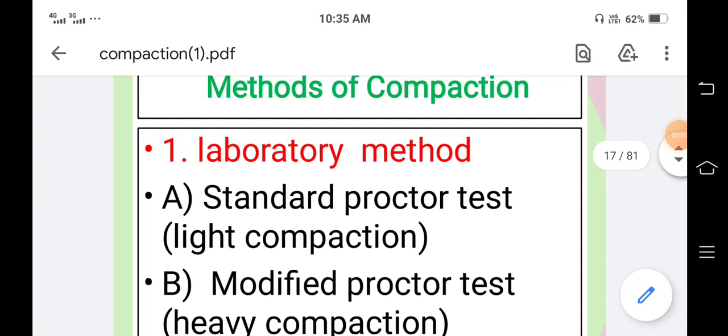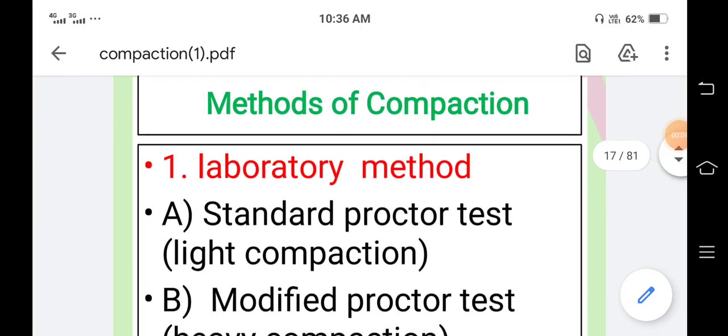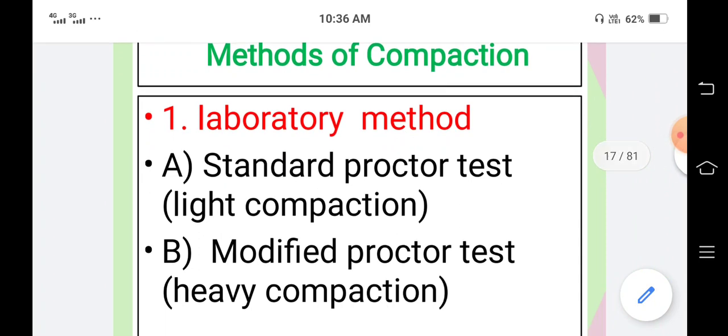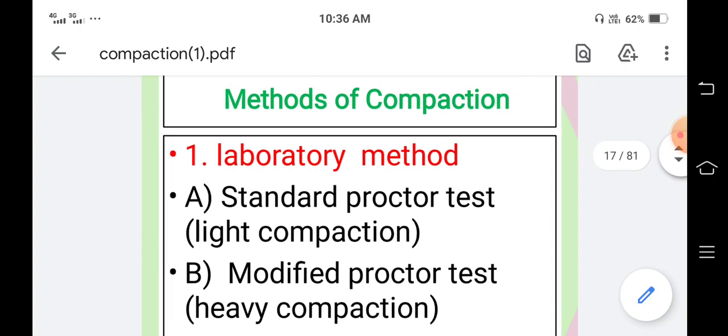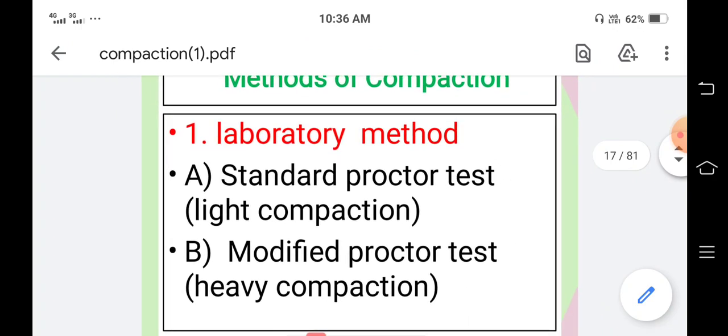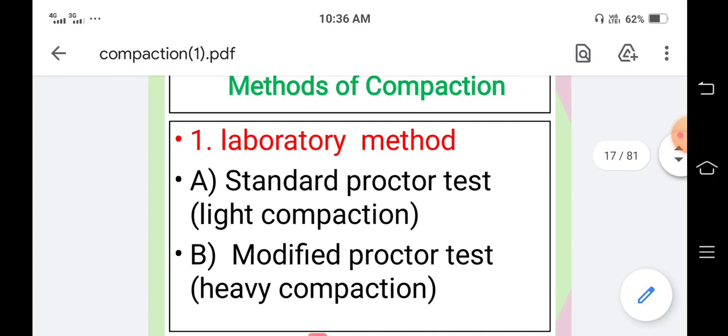So, the next topic is the determination of compaction, that is, the determination of the maximum dry density and optimum moisture content, that is MDD and OMC, in the lab. So, there are two tests. The first test is called the standard proctor test, and the second test is called the modified proctor test.